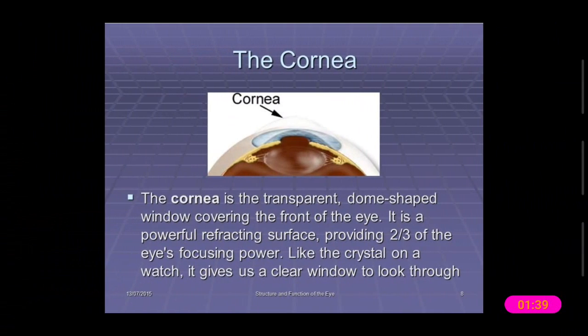Cornea. The cornea is a transparent dome-shaped window covering the front of the eye. It is a powerful refracting surface, providing two thirds of the eye's focusing power. Like the crystal on a watch, it gives us a clear window to look through.